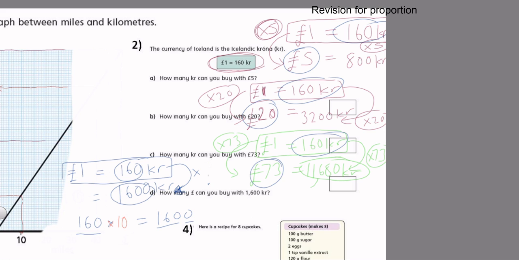So back to the exchange rate, remember you've got 160 there, times something to give me 1,600 is times by 10. What you've done on this side, do on the other side. 1 times 10 is £10. So the answer for question D is £10.